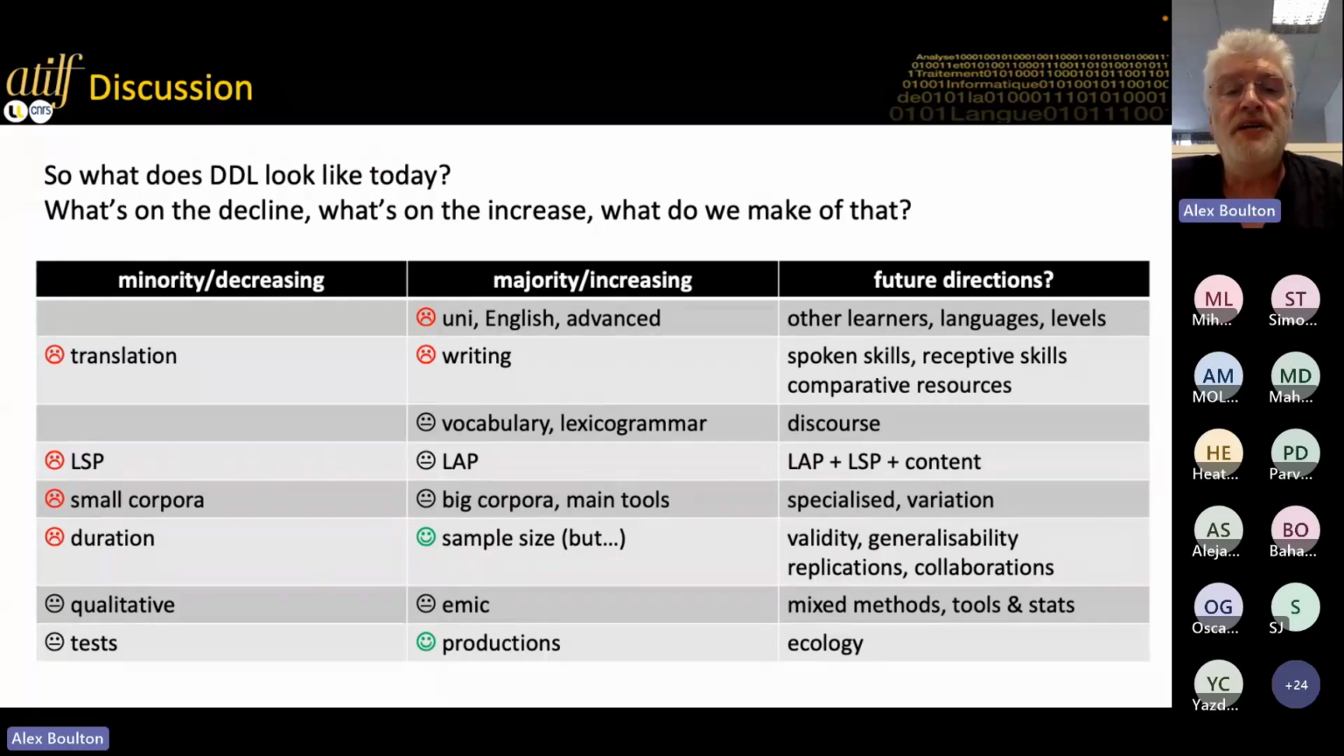Translation is going down, writing is going up. I'm not actually sad that writing is going up, but it's sad that it's at the expense of everything else. What about spoken skills, receptive skills? So speaking and listening, is it possible to use DDL for those? Maybe we need to get a bit creative, but it ought to be.